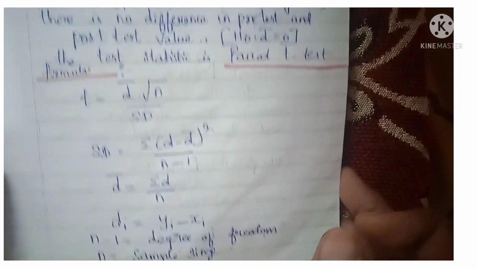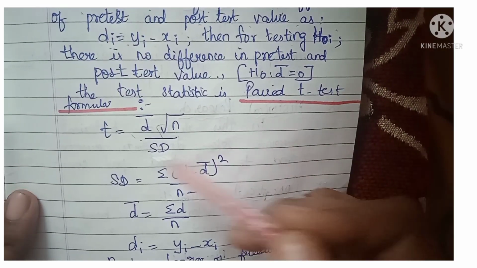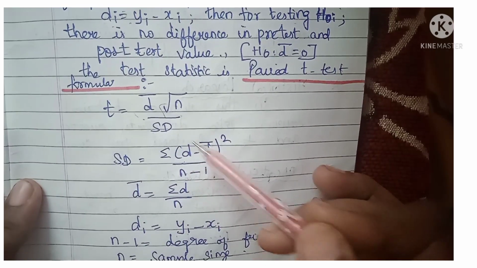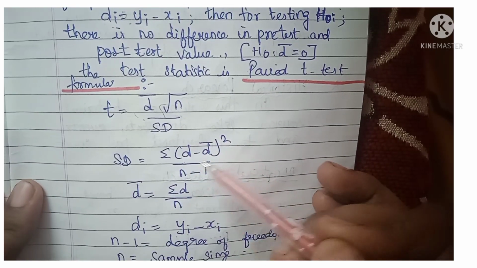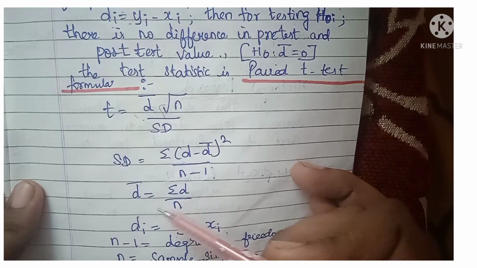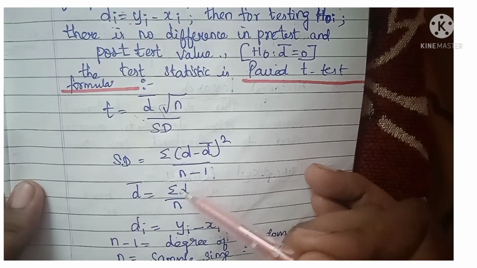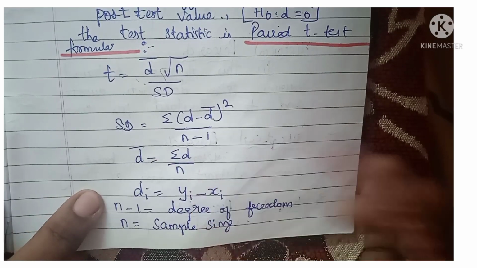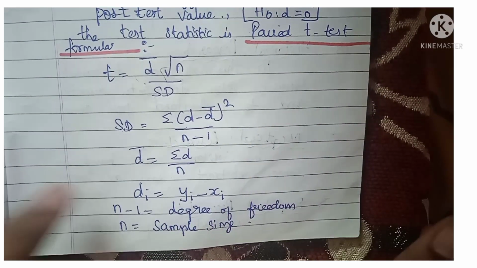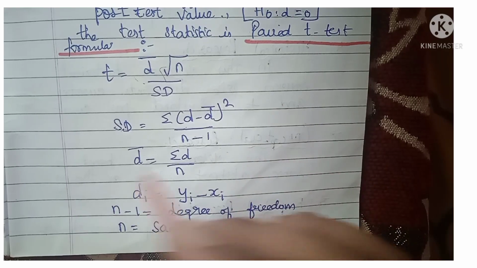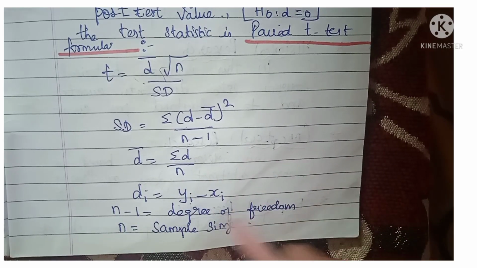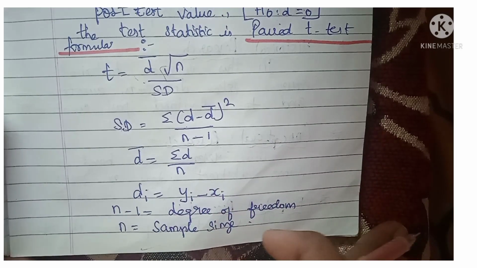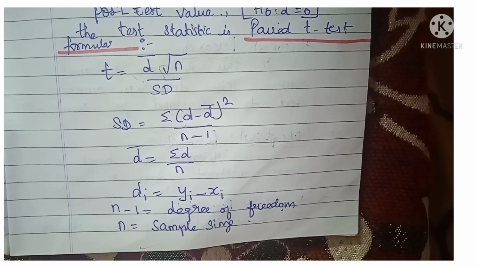So this is the formula for paired t-test. t is equal to d bar into square root of n divided by sd, where sd is equal to the square root of summation of d minus d bar whole square divided by n minus 1. D bar is equal to summation of d divided by n. How will you find d? For each value, you have to find the difference. N minus 1 is the degree of freedom. N is equal to sample size. So this is with regard to paired t-test.